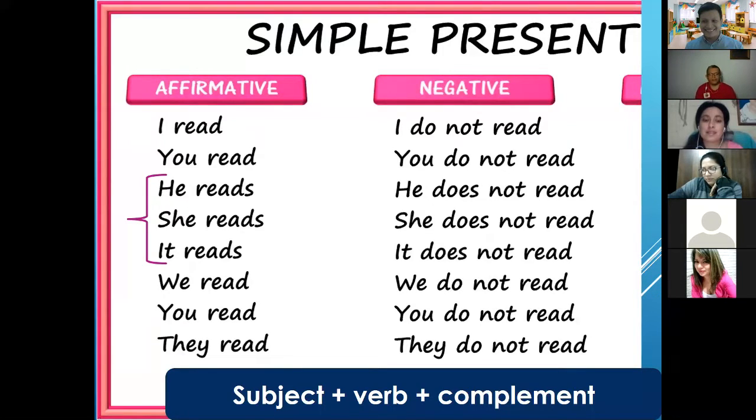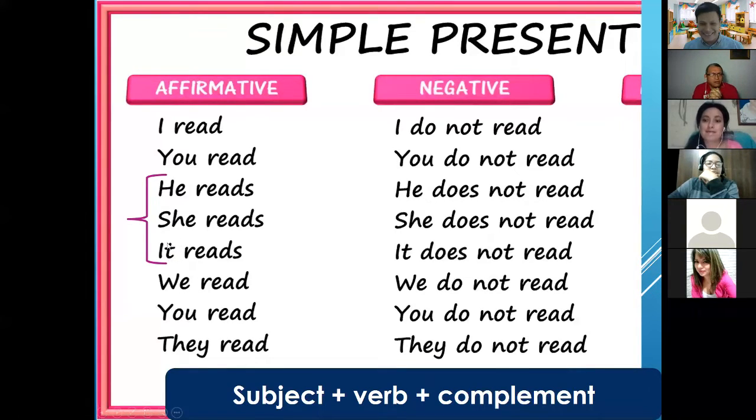Vamos a utilizar it con singular o plural. Plural o singular. Las formas. Are you sure, Eduardo? Que sí, lo vamos a usar para uno o para varias cosas o animales. ¿Qué dicen ustedes? Sí.